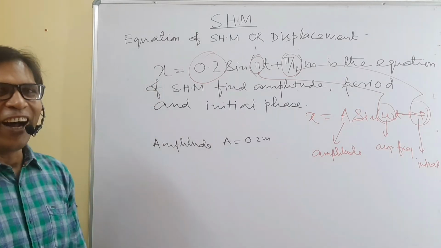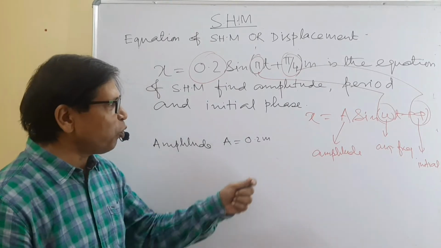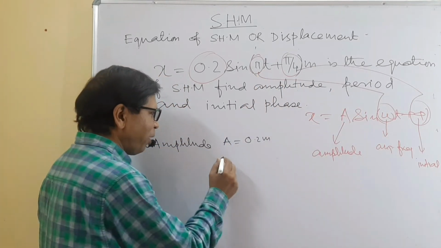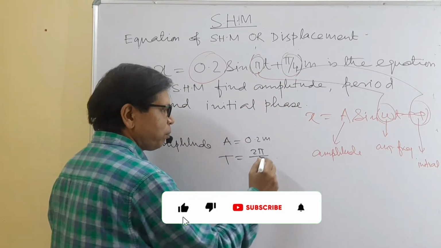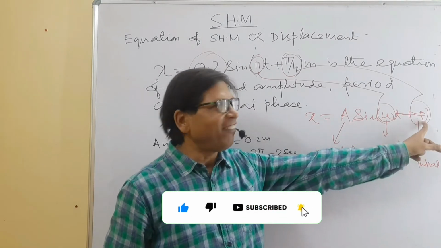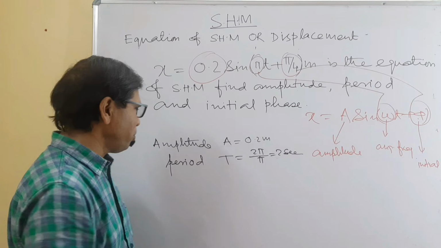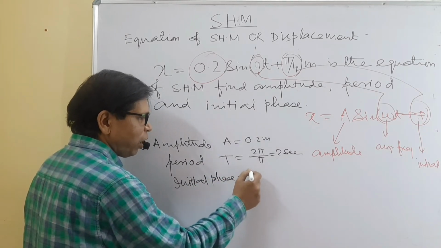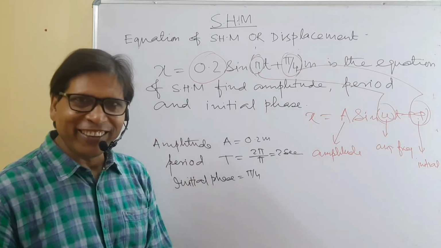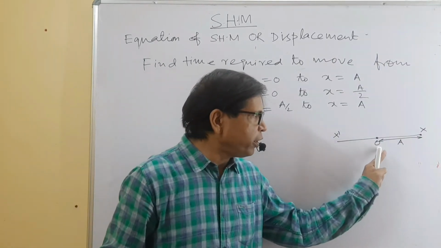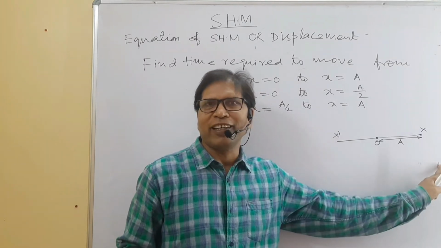Now time period T equals 2π by ω. Now ω equals π, so time period T equals 2π by π equals 2 seconds. Okay, φ is the initial phase, so here φ equals π by 4, therefore initial phase equals π by 4. Okay, understood?